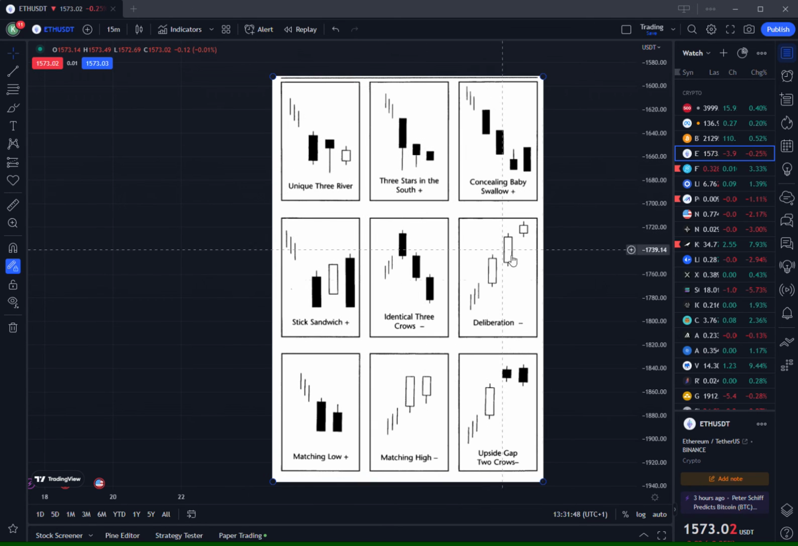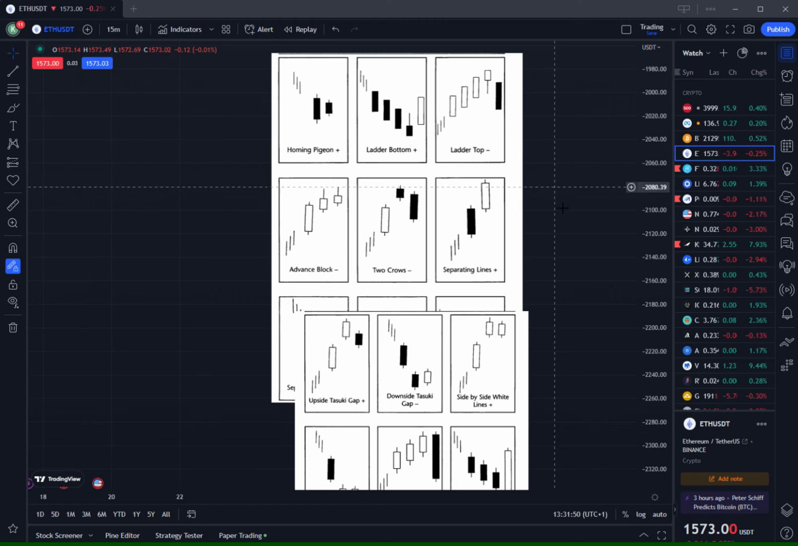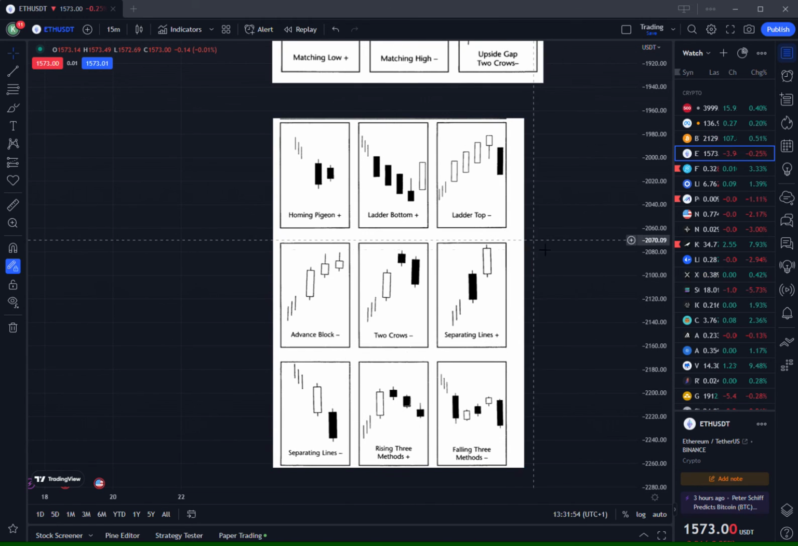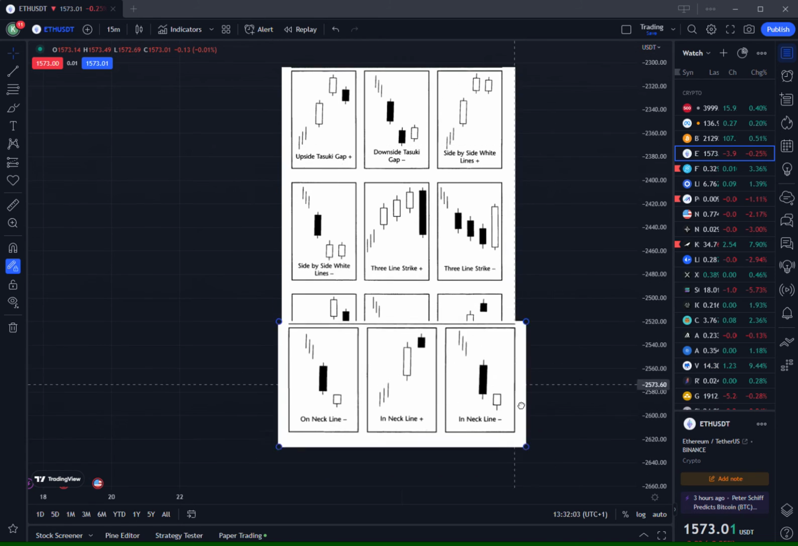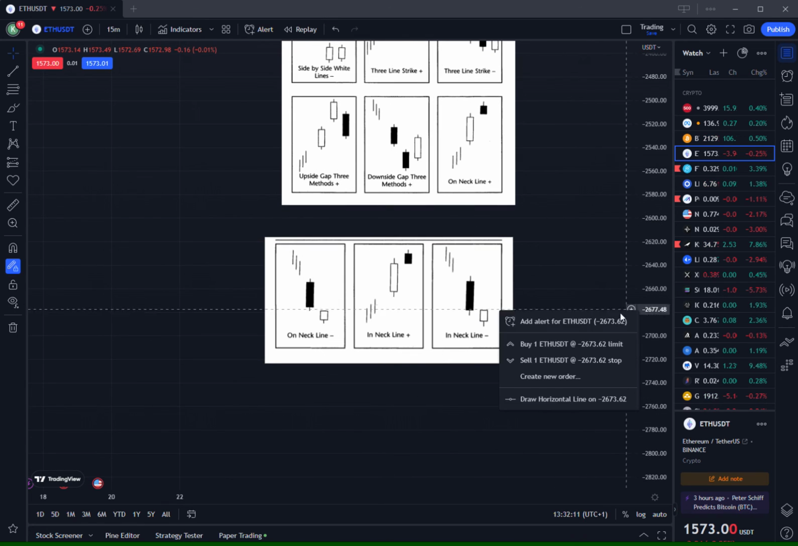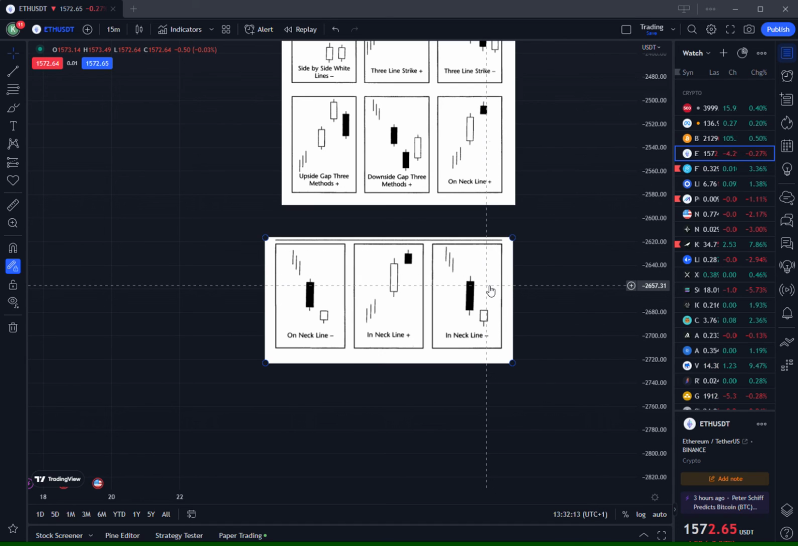The three river, never heard of it, but it seems sort of similar. Now we have this one, the pigeon. A lot of these I have never heard about, but just look at them. And then we have the last two images. Take a look at them. These ones. And that's pretty much it.